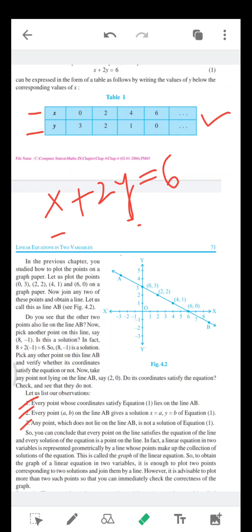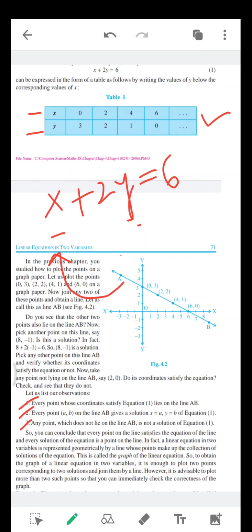If it is not a solution, it will not be equal. 4 comma 1 also you have to check. Same thing, 4 plus 2 into 1 is 6. And 6 comma 0 also you check. 6 plus 2 into 0, that is 6 plus 0 is equal to 6, so 6 is equal to 6. So all these are solutions. So we can say that this graph is drawn for this equation. Every point on the line, this is a very important point, will be a solution of the equation.